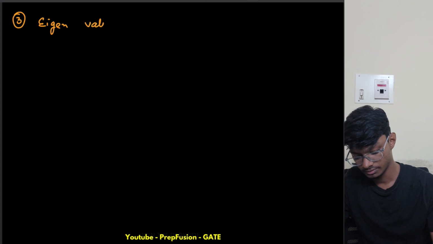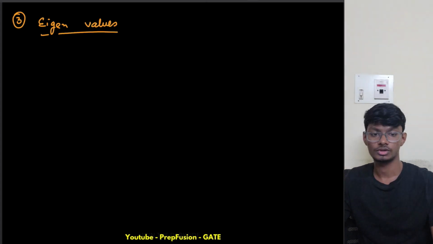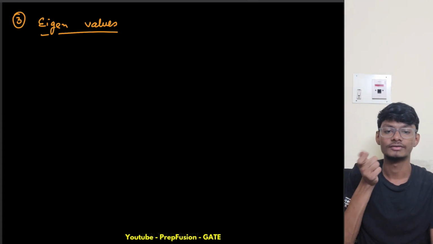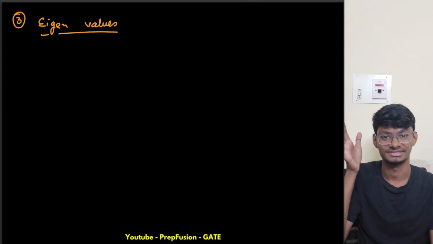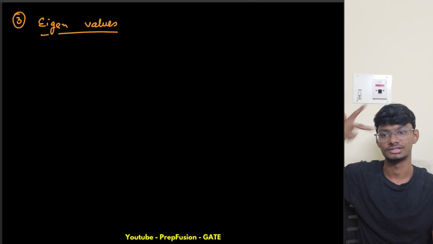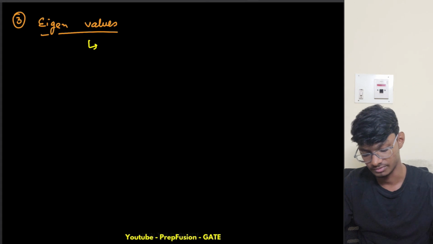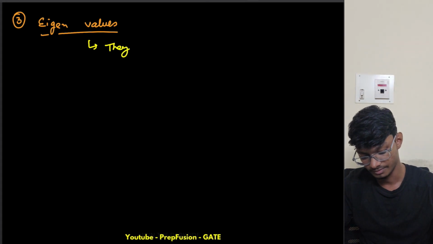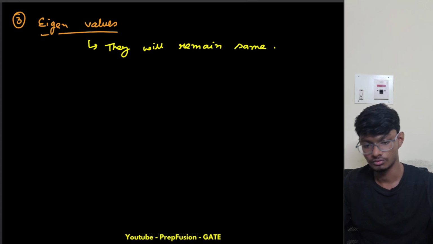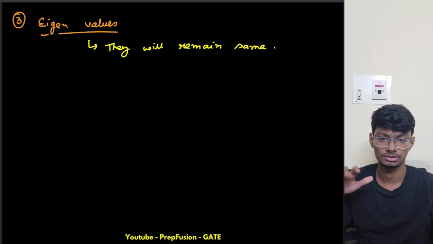What will happen to the eigenvalues? So the eigenvalues will remain the same. What do eigenvalues represent? Eigenvalues represent poles. So the poles of the system can't change. If the characteristic equation is the same, the poles will remain the same, and all these things will remain the same. Okay, so this was for one thing.